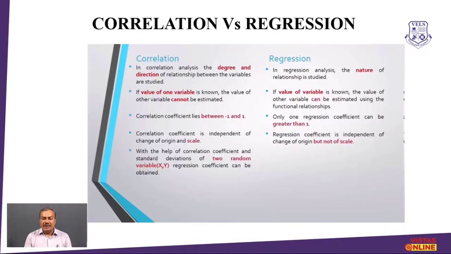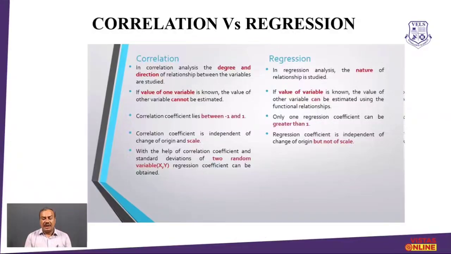In correlation, if the value of one variable is known, the value of the other variable cannot be estimated. But in regression, if the value of one variable is known, the value of the other variable can be estimated using the functional relationship. Correlation value lies between -1 and +1. But in regression, if one coefficient is greater than 1, the other coefficient will be less than 1. Correlation is independent of change of origin and scale. But regression is independent of change of origin but not scale.